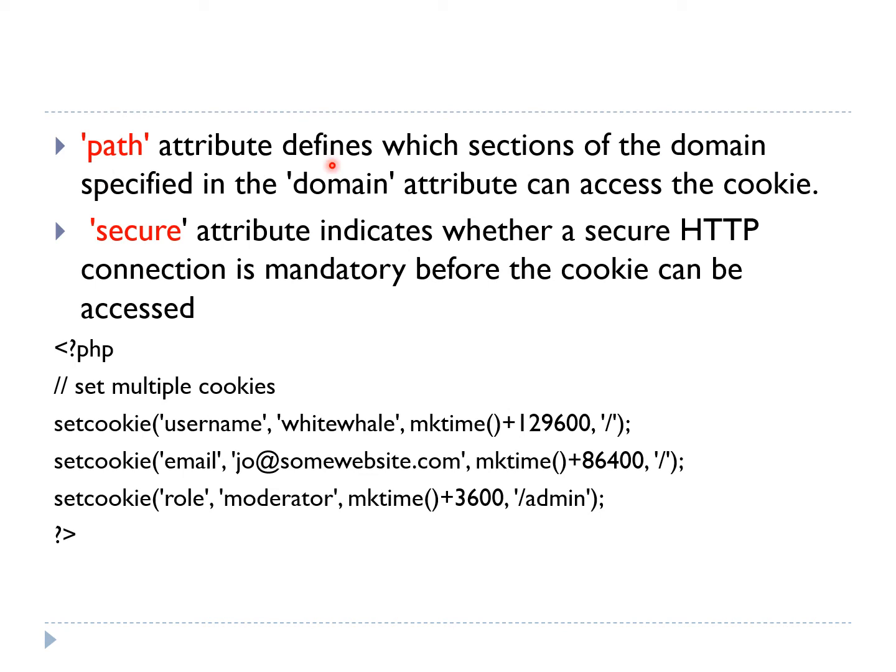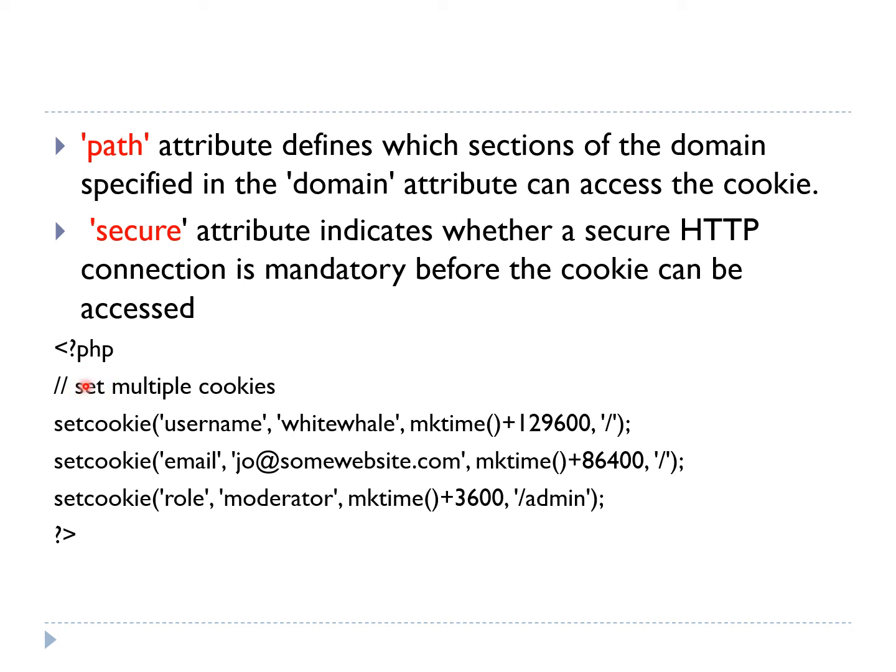The path attribute defines which sections of the domain specified in the domain attribute can access the corresponding cookie. That means which all are the web pages that can access that particular cookie file. Then the secure attribute. One more attribute is the secure attribute, which indicates whether a secure HTTP connection is mandatory before the cookie can be accessed. So the secure attribute is an optional attribute. It indicates whether a secure HTTP connection is a mandatory thing for accessing the corresponding cookie or not.